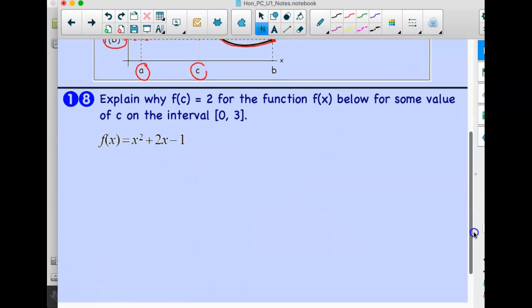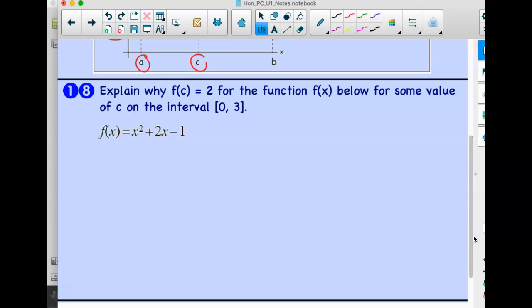That has to work together both ways, right? So look at this function. If you know, explain why f of c equals 2. This is a parabola. So if f of c equals 2 for the function below, it has to be true for something on the interval from 0 to 3, okay?